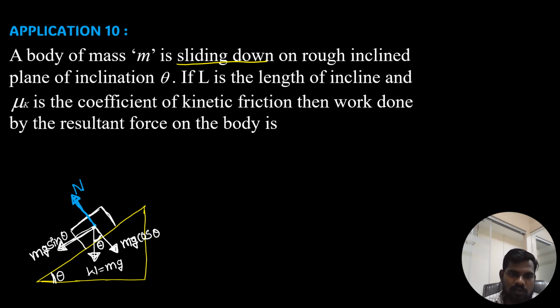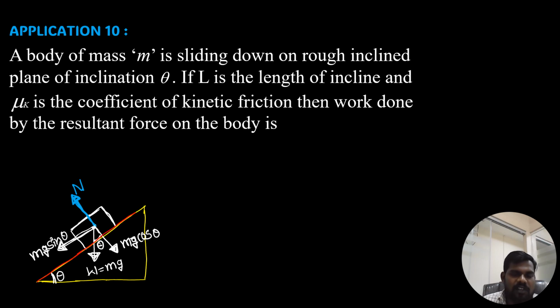But here only two forces are there. One is the normal reaction, the second is the weight. That's it. So here we are asked for the work done. We need to find the work done by the resultant force in this case. Now this is a rough surface, so here you can observe it, this is the rough surface.